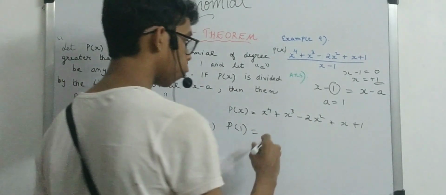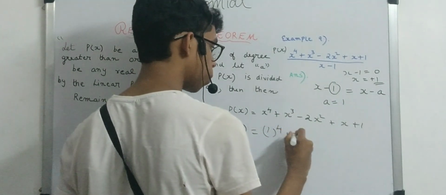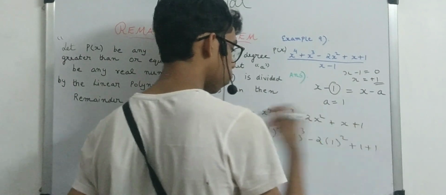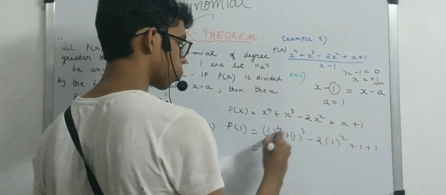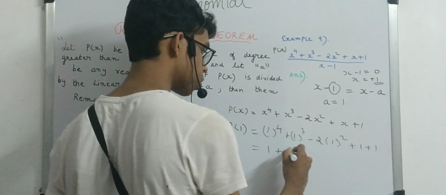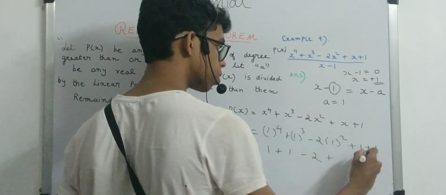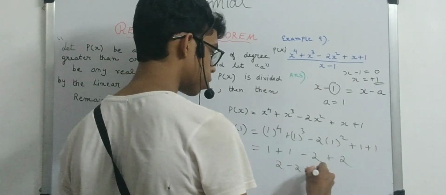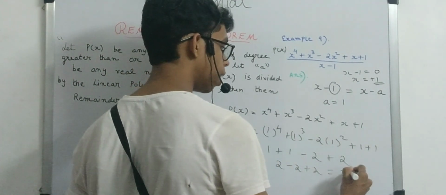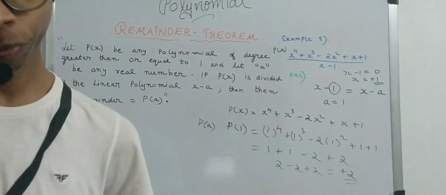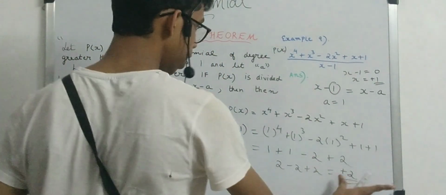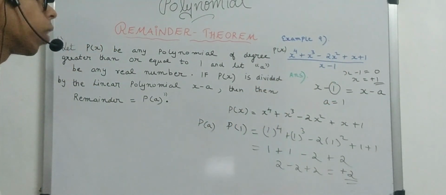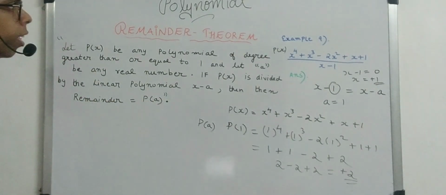So when we do p of 1, we will get 1 raised to 4 plus 1 cube minus 2 into 1 square plus 1 plus 1. Now you should solve this. 1 raised to 4 is 1, plus 1 cube is 1, minus 2, plus 1 plus 1 is 2. So here also 1 plus 1 is 2, minus 2 plus 2; 2 minus 2 is 0, and finally we will get plus 2. So this will be the remainder that you will be getting when you divide this polynomial by x minus 1. This is exactly what the remainder theorem says.